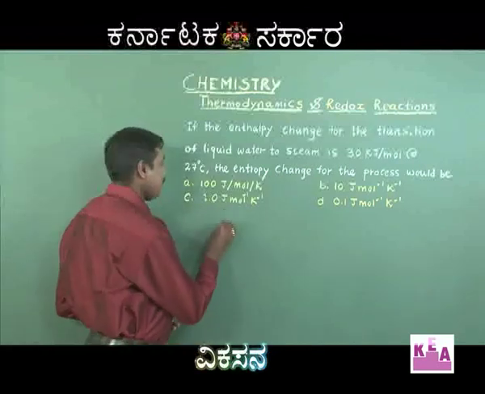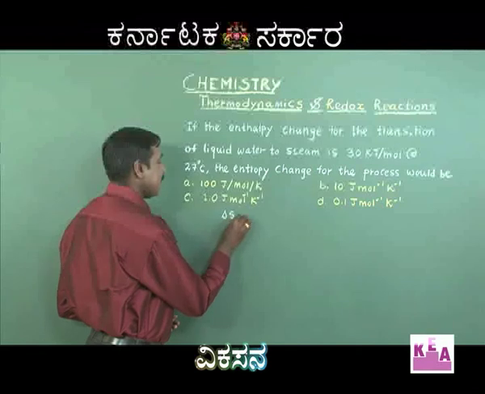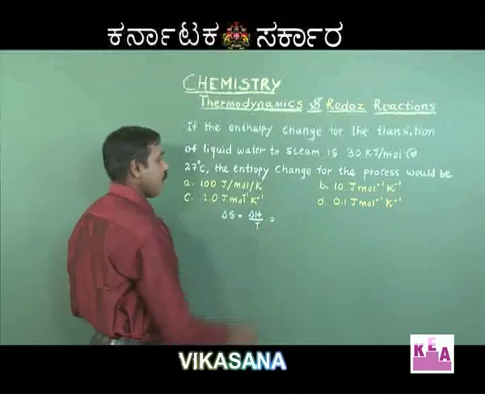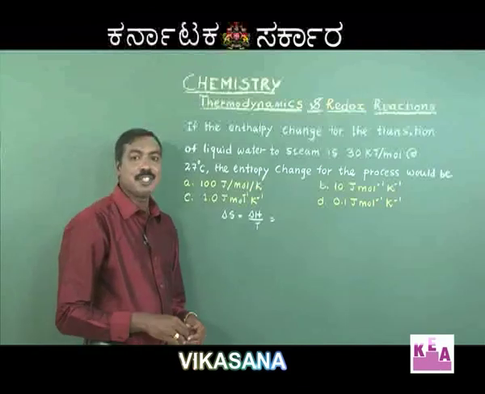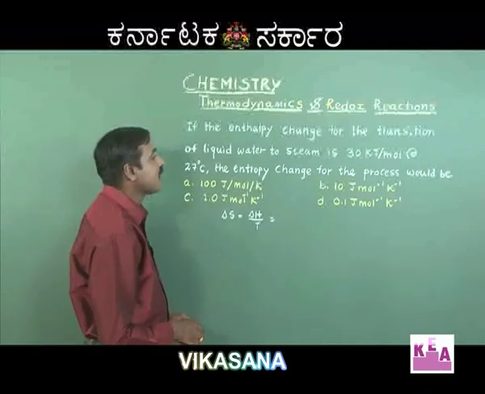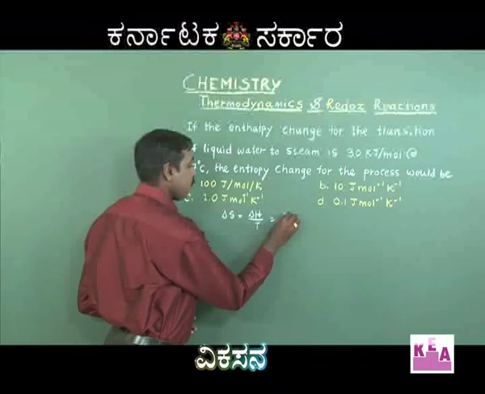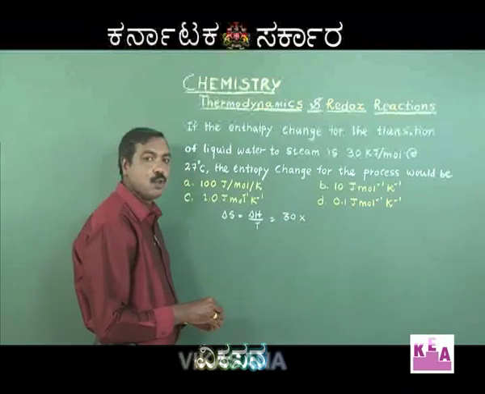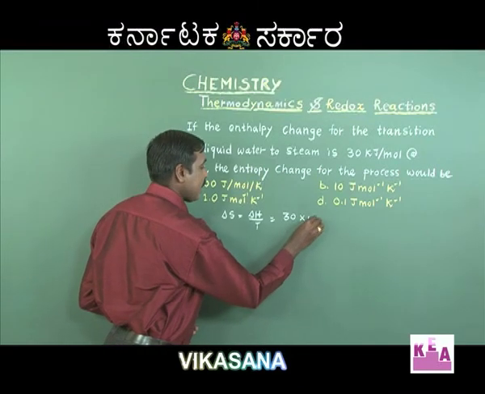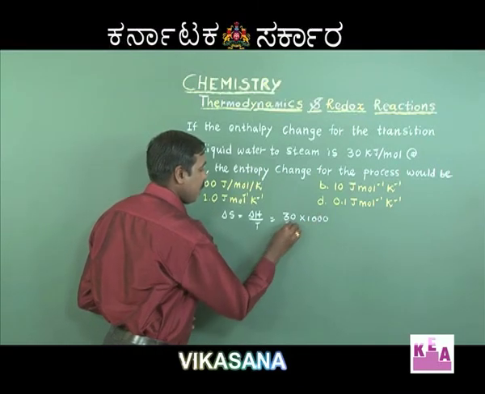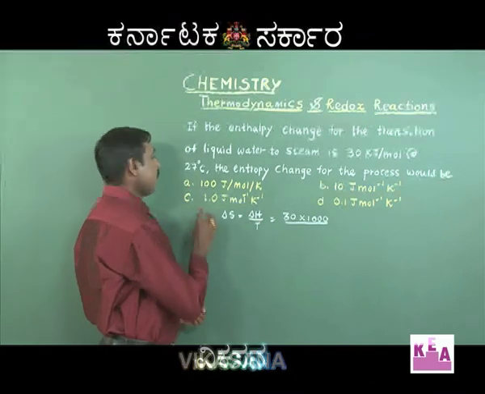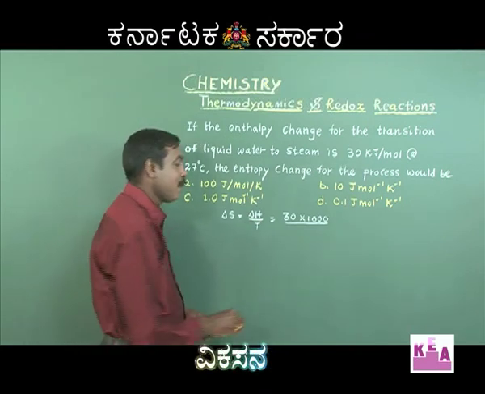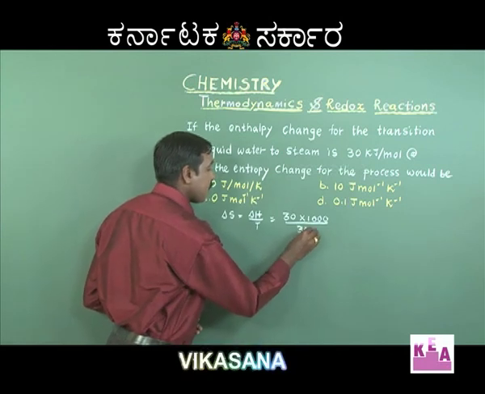So let me write it. Delta S is equal to delta H by T. The enthalpy change that is being given here is 30 kilojoule per mole. Therefore, it is 30. I convert kilojoule per mole to joule per mole, so I will write it as 1000 divided by temperature expressed in Kelvin. 27 degrees centigrade expressed in Kelvin would be 300.